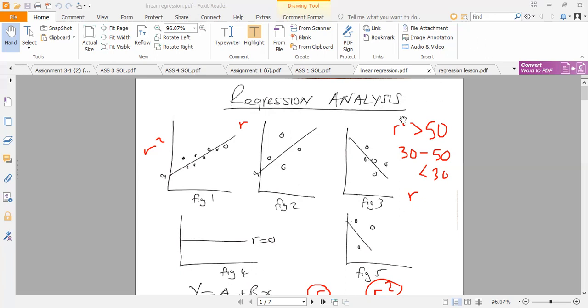R squared, on the other hand, stands for what is called the coefficient of determination. If your R squared is more than 50%, it is a strong relationship. Between 30 and 50, it is a moderate relationship. Below 30%, it is a weak relationship.